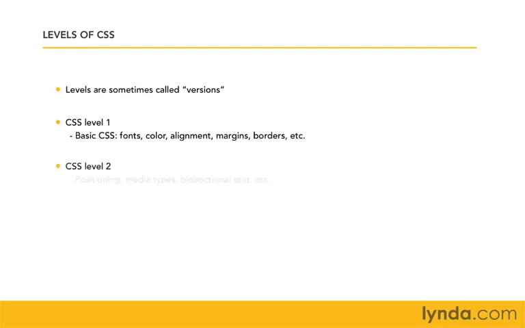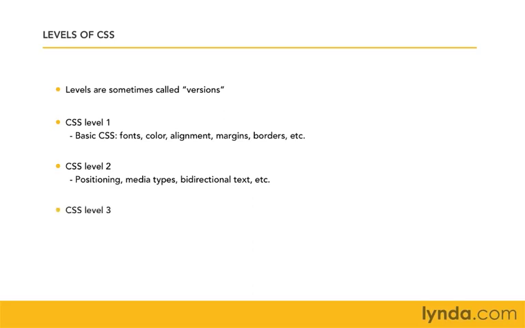CSS Level 2 has support for positioning, media types, bidirectional text, things like this. These were developed after CSS Level 1 had been implemented. And so CSS Level 2 was developed to give the developers the tools that they needed to be able to really start using CSS more for layout, and for more of the things that they were normally using tables and font tags and things like that for in HTML.